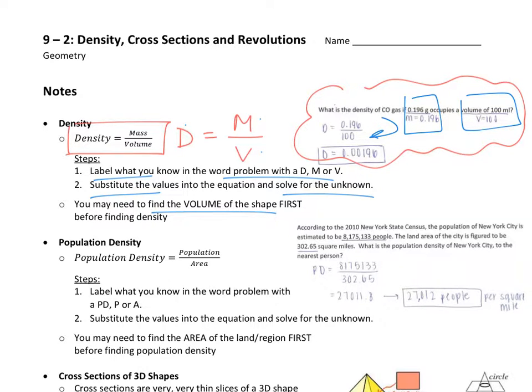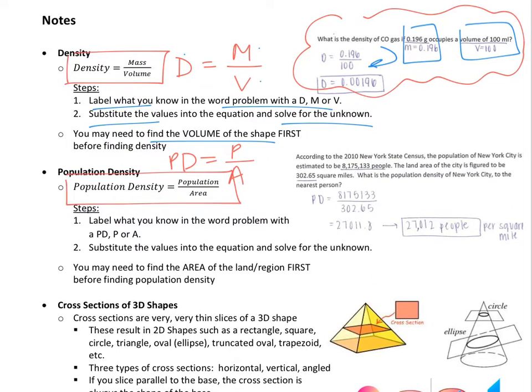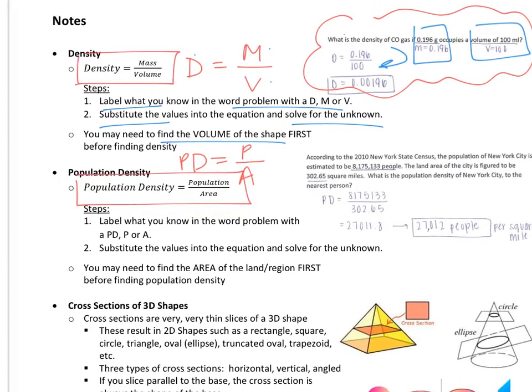The other type of density that we have is population density, where population density is the same as population over area. We can again simplify this formula as PD equals P over A, where PD is population density, P is population, A is area. We have another quick little example over here.